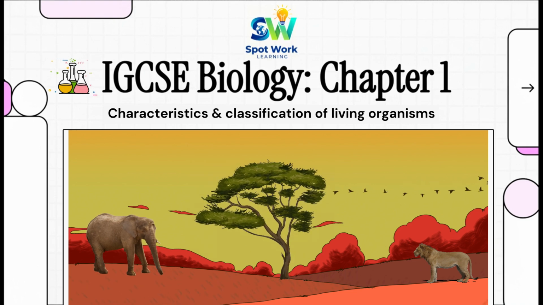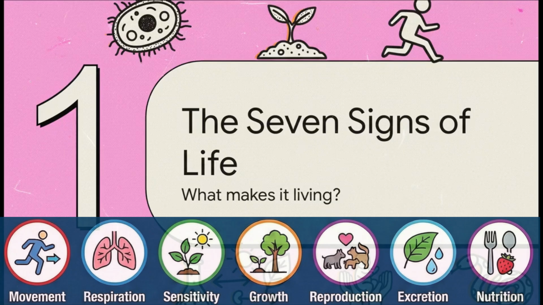All right, let's jump right in. So first things first, how do we actually know if something is alive? I mean, really know for sure. Well, biology gives us this fantastic checklist, a set of 7 signs. If something ticks all 7 of these boxes, congratulations, it's a living organism.